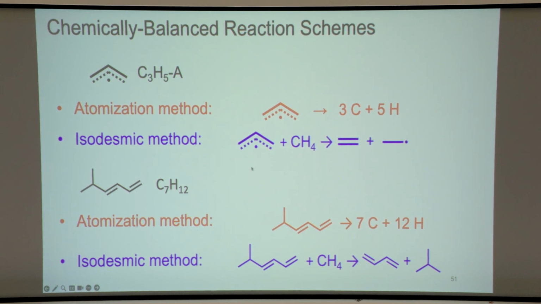And then the other is what we call the isodesmic method. Here, instead of doing an atomization reaction, you calculate based on a hypothetical reaction. So I take my molecule, allyl plus methane, and say it reacts to form ethylene plus ethyl radical. Then I calculate the energy for all of these molecules, and I can get the heat of reaction. I can then derive the heat of formation of this unknown molecule based on known values for the other 3.